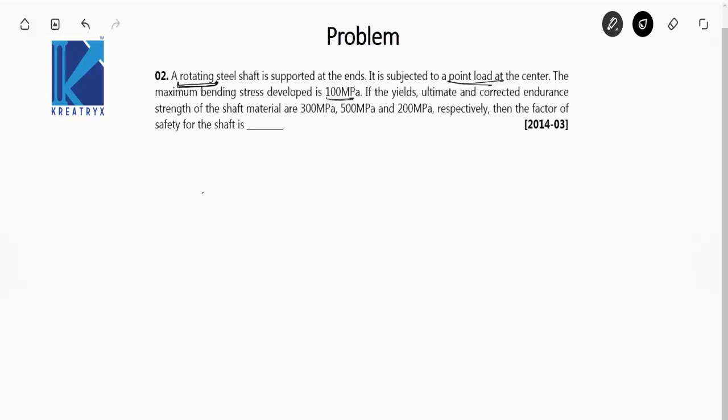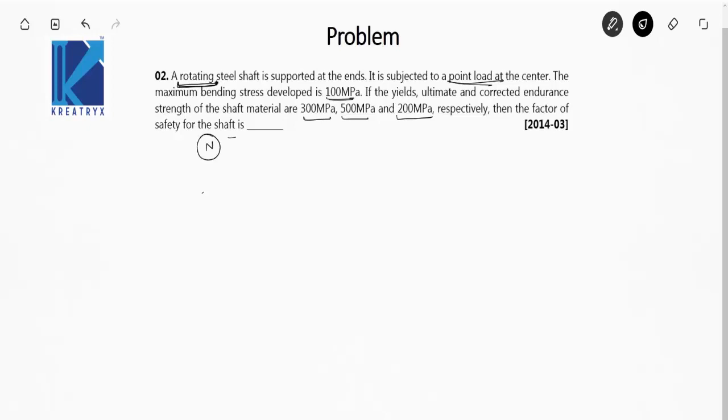If the yield, ultimate and corrected endurance strength of the shaft are given: the yield strength is 300 megapascal, ultimate is 500 and corrected endurance strength is 200 megapascal. Then the factor of safety for the shaft is, okay, so you have to find n.